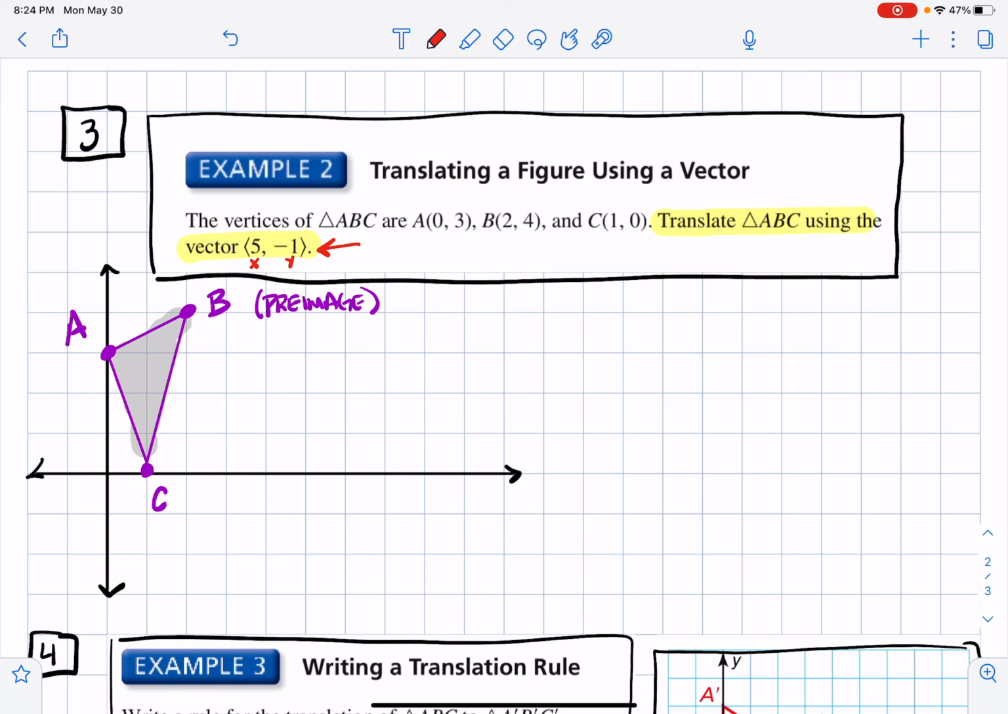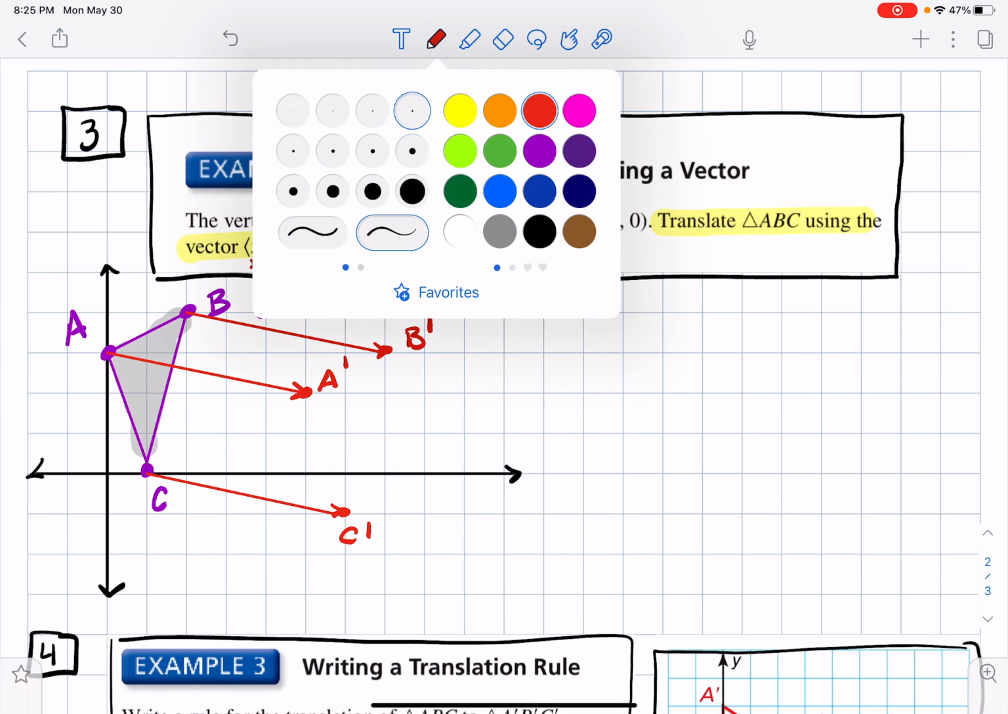So 1, 2, 3, 4, 5. So right down here, this would be what we call A prime, meaning it's the new spot. And I have been translated by vector 5, negative 1. So this right there is that vector 5, negative 1. And we're going to do that with all of the points. So B is going to be 1, 2, 3, 4, 5, negative 1. So B prime is going to be right there. And then C prime again is going to be 1, 2, 3, 4, 5, negative 1. Boom. There's C prime. And again, notice that all of these are vectors, and they've been translated all this way. And notice that those vectors are all parallel.